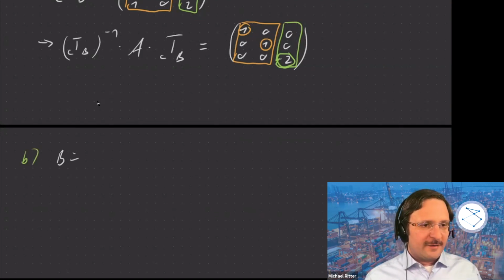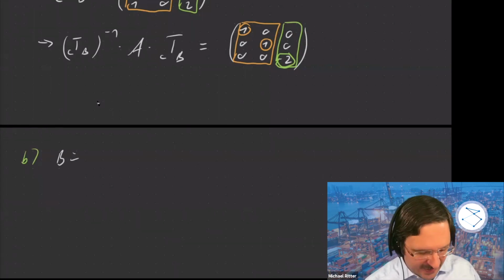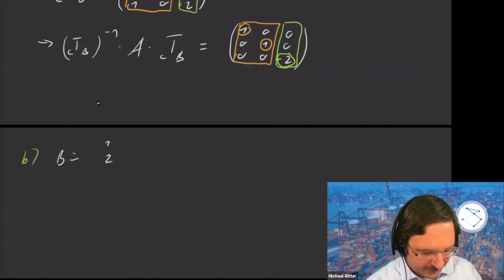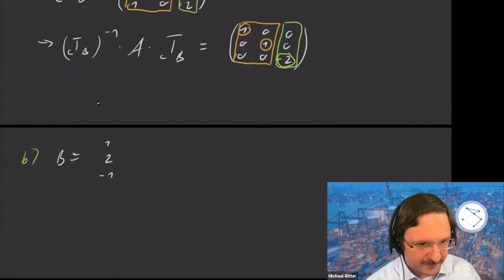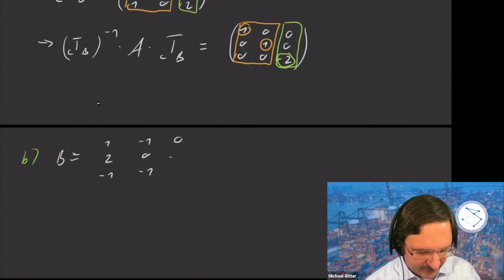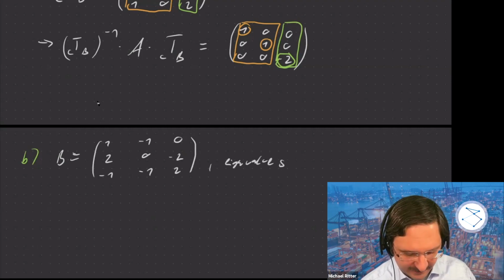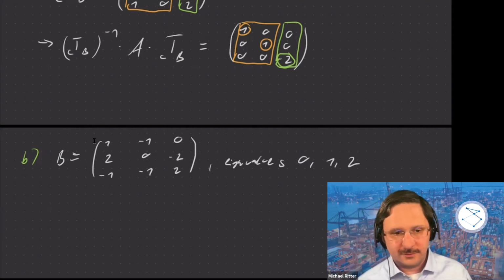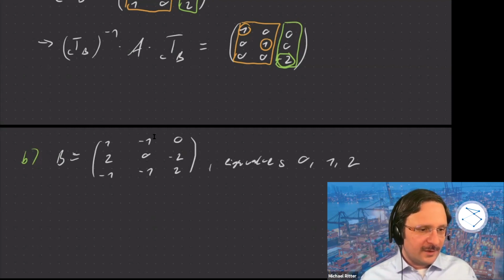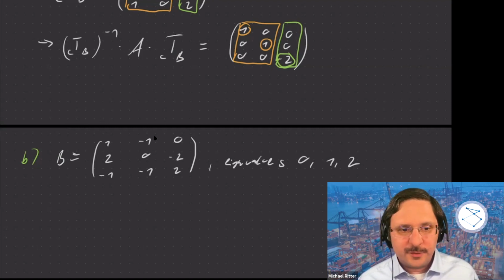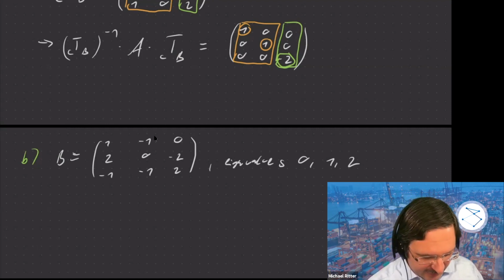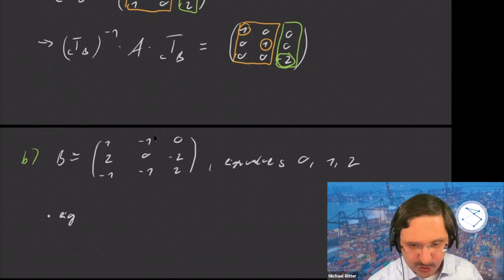So here we have a matrix B. It looks like this. We have 1, 2, -1, -1, 0, -1, and 0, -2, 2. And again, we are given eigenvalues of that matrix, and those are 0, 1, and 2. Now, again, to determine the eigenspaces, we determine the corresponding kernels.